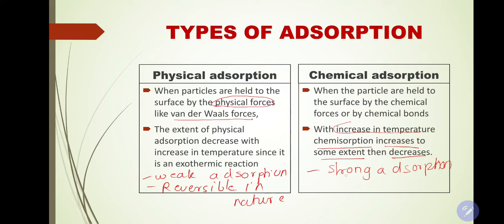So you have to remember the heat of adsorption of chemical adsorption. It lies between 40 to 400 kilojoules, whereas for physical adsorption, the heat of adsorption lies between 20 to 40 kilojoules.